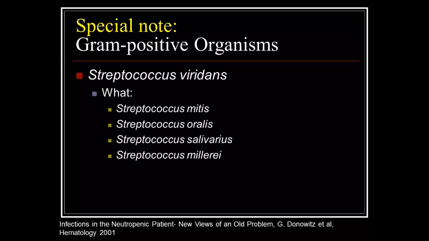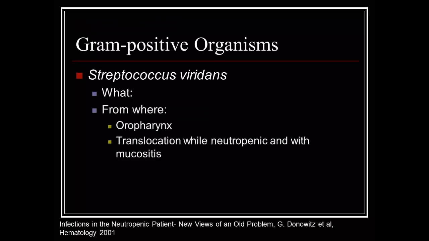There's a couple key things that have come up in the recent literature with this change in chemotherapy, and one of them is this translocation of strep viridans. So strep viridans has multiple different organisms that make up the group that you might see your local micro lab spit out, whether it be Streptococcus mitis, oralis, salivarius, milleri. These all are considered strep viridans. It comes from your mouth, translocates while you're neutropenic and with mucositis.